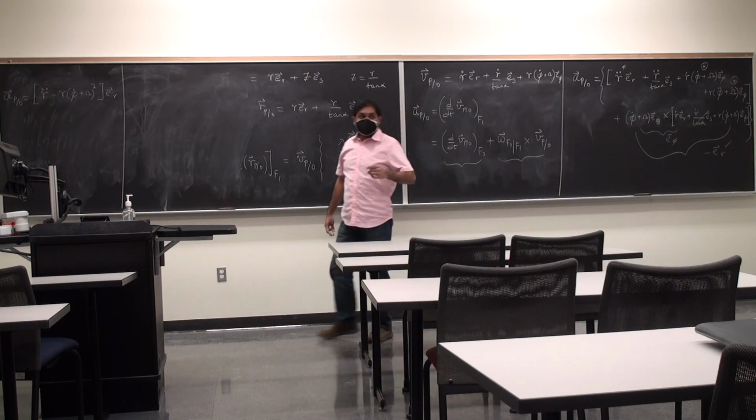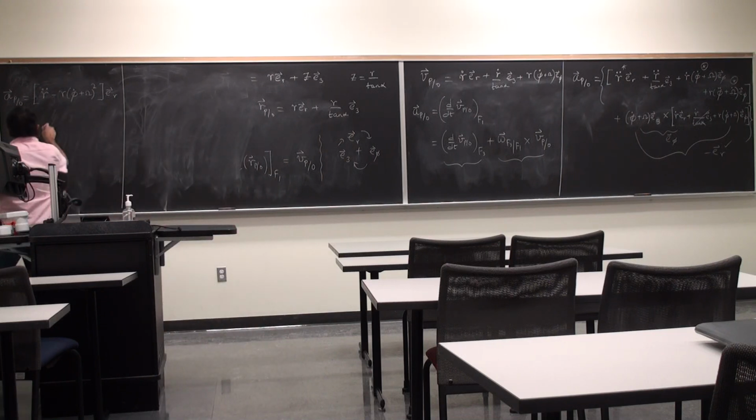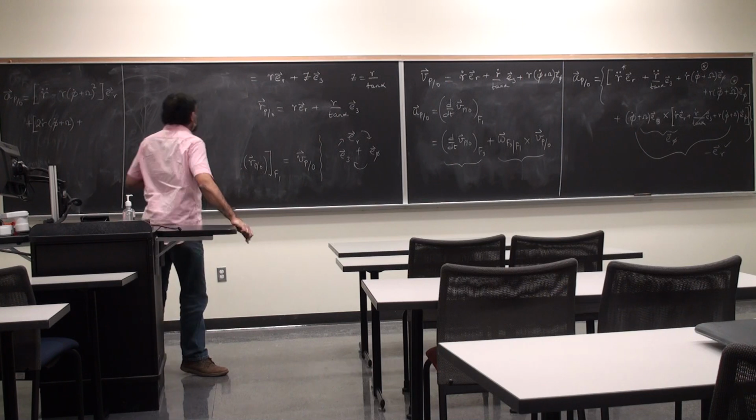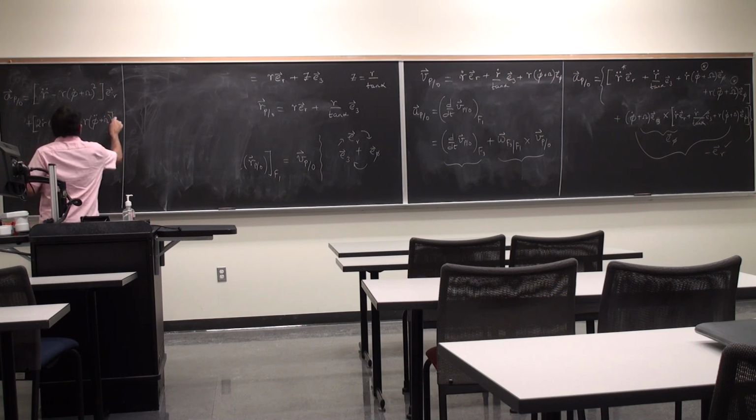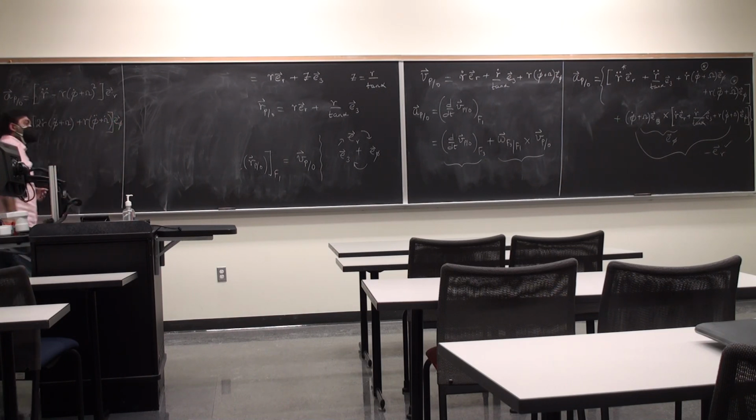Am I making sense to everybody? Okay. Skipping some steps here. So plus 2 r dot (phi dot plus omega). This is your Coriolis. And then I have r times (phi double dot plus omega dot) e_phi. That's your tangential component of acceleration: r times (phi double dot plus omega dot).